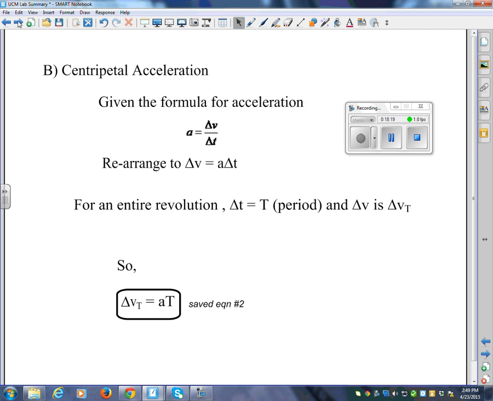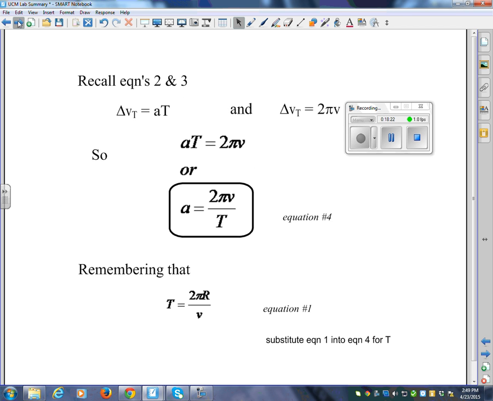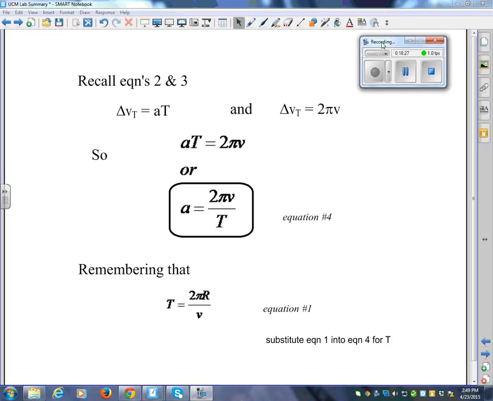So this is the one. Getting real close. Recall equations 2 and 3. There, I just put them on the screen for you. Delta VT is AT. That was equation number 2. And the latest one, delta VT is equal to 2 pi v. You'll notice that both of those equations start with delta VT, total change in velocity. Which means that this AT must equal that 2 pi v. And so I set them equal to each other.